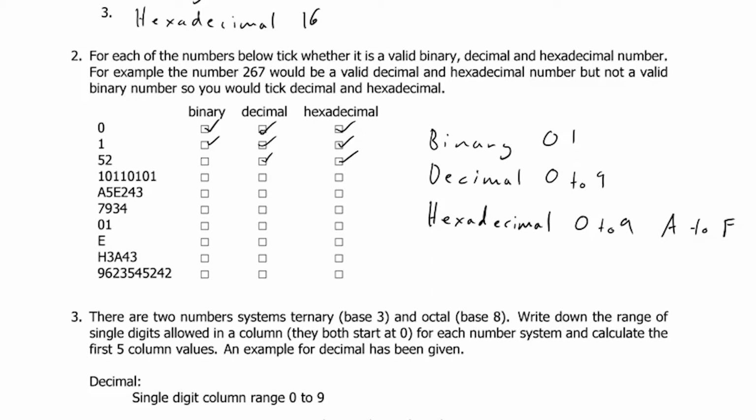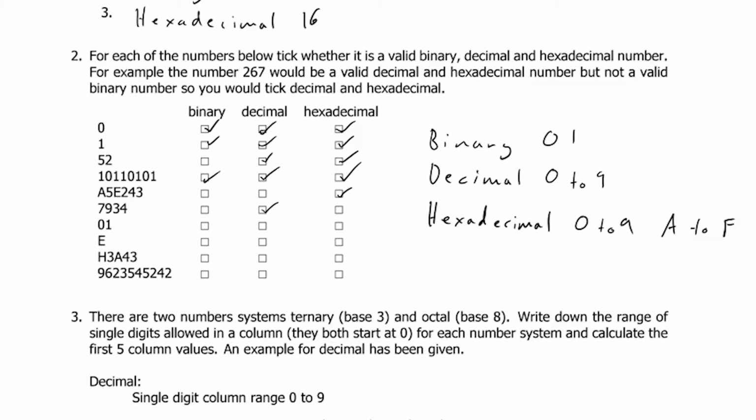1 0 1 1 0 1 0 1. If we split it into columns, it's all 0s and 1s, so it's fine for binary, decimal, hexadecimal. A5E243. Well, if we split this one into columns, we have an A, and we know that isn't valid for binary, and it's definitely not valid for decimal. But we can see with hexadecimal, we're allowed A to F. And both A and E are in A to F, so it is a valid hexadecimal number.